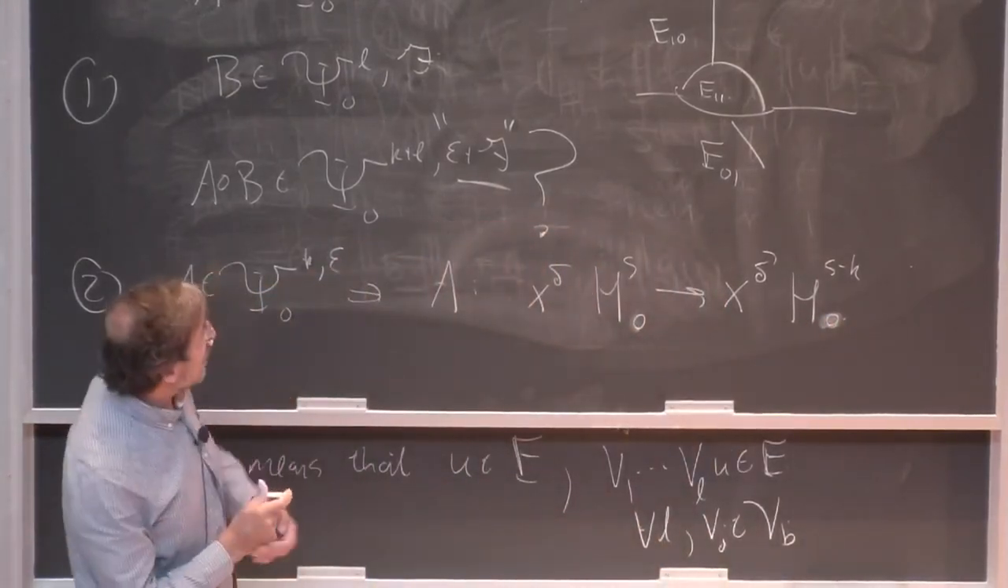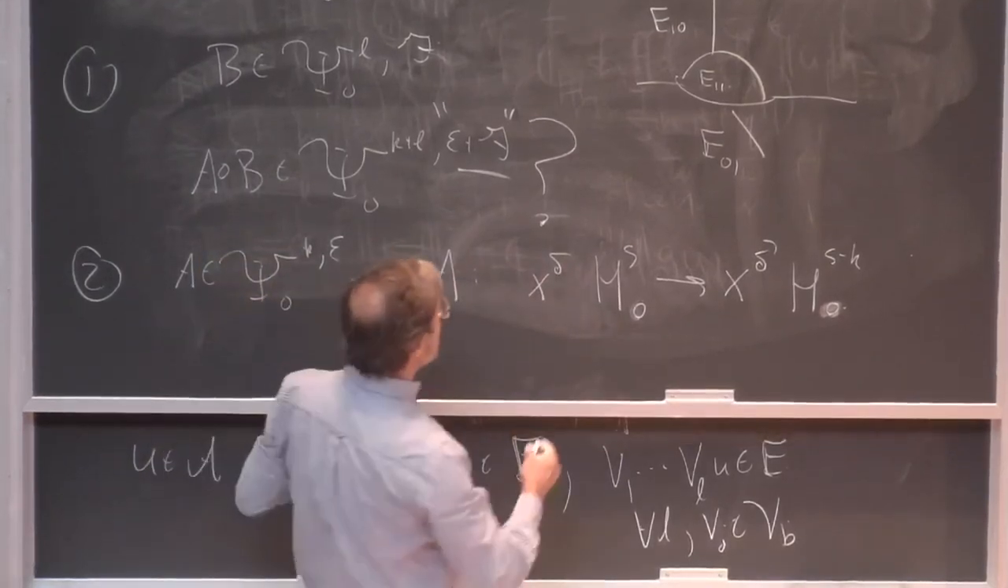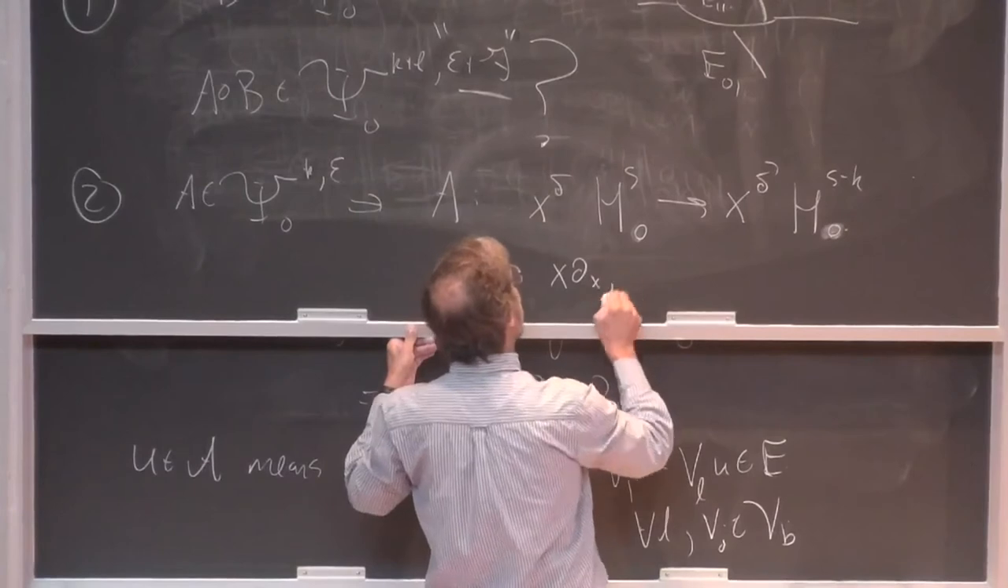Okay, so what do I mean by this? Well, these are Sobolev spaces which are based on the vector fields, the structure vector fields that I have, x d/dx and x d/dy_j.